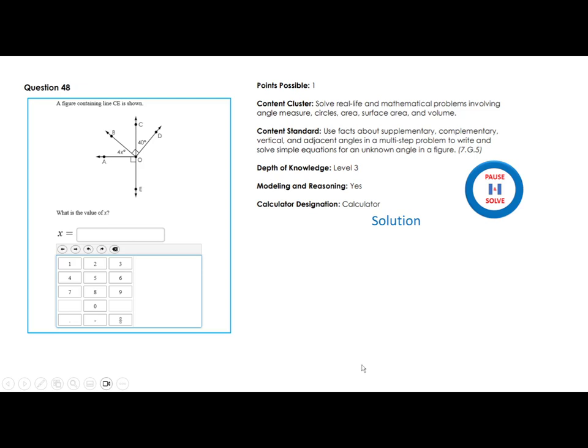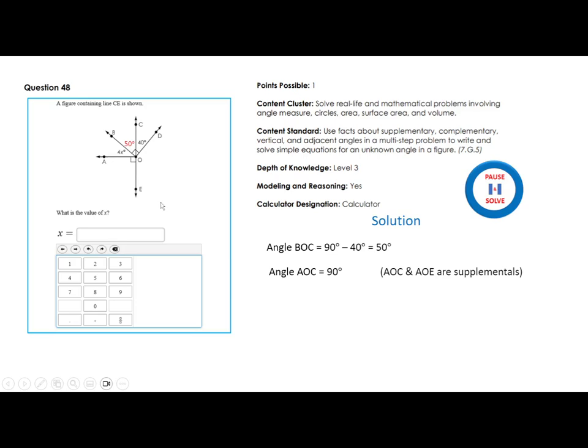This is an interesting example, a figure containing line CE as shown. CE is one straight line, okay? That's important information. What is the value of X? This he called 4X, okay? So now let's see. I'm saying that angle BOC is 50, because this is 90 minus 40, that gives you 50. Why? Because 40 plus 50 is 90.